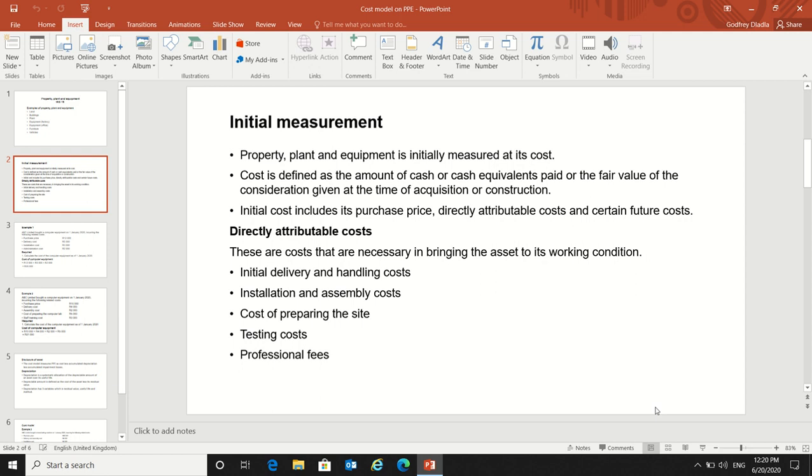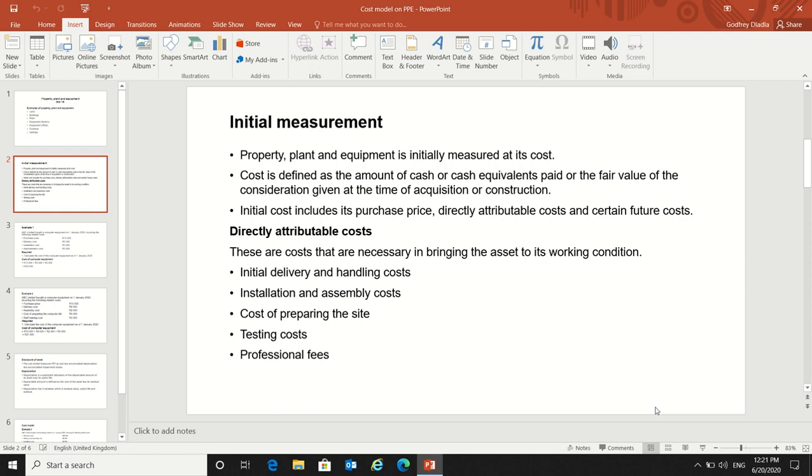Now we say initial cost includes purchase price, directly attributable cost, and certain future costs. What we're explaining here is a situation whereby if you buy something, not only is the purchase price going to form part of the cost, we've also got things like your directly attributable costs. There we are talking about delivery cost and installation cost, and also certain future costs, meaning costs that you're going to incur in future because of acquiring this asset. Those costs basically form part of the initial cost of the asset.